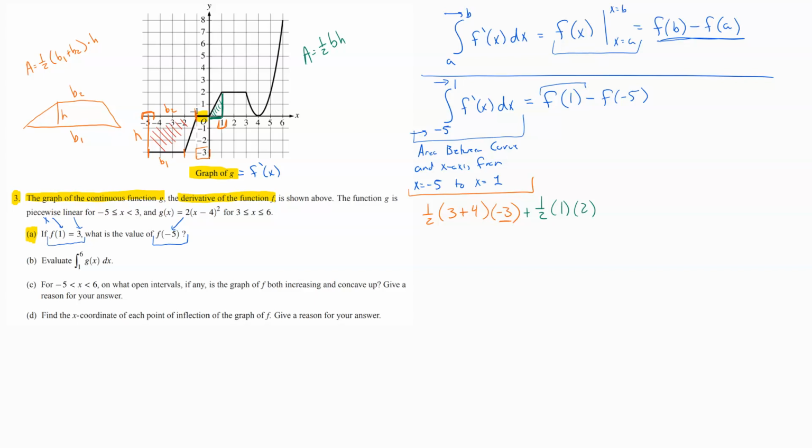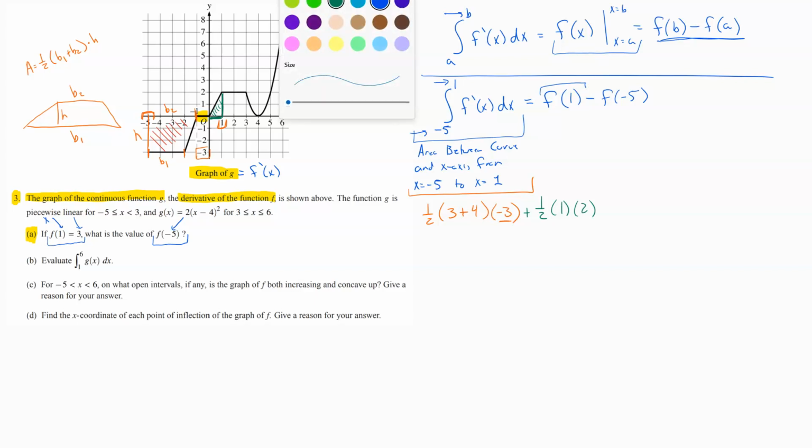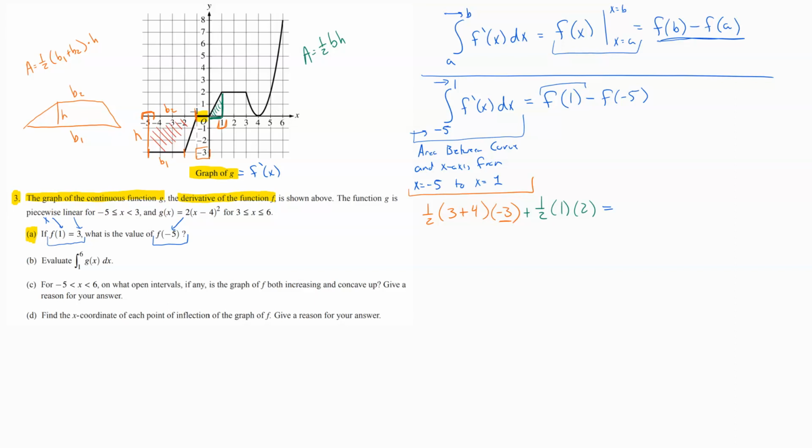And then I'm going to set that all equal to, so that's all the area between the curve and the x-axis. Now I'm going to set that equal to f of 1, which we know is 3. They gave it to us over here, minus f of negative 5, which is what we're trying to calculate out. So we're going to solve all of this to get f of negative 5 by itself, and we'll be done.